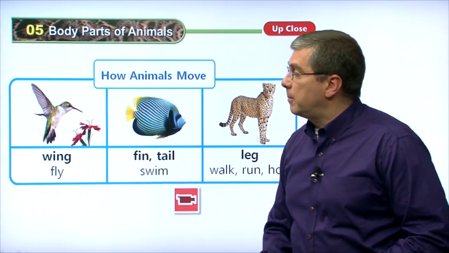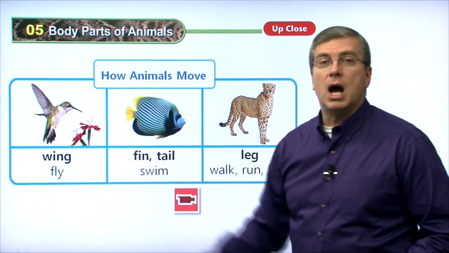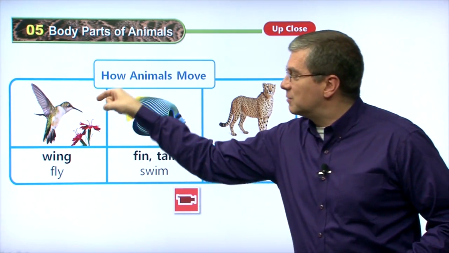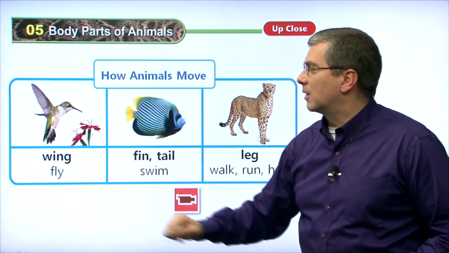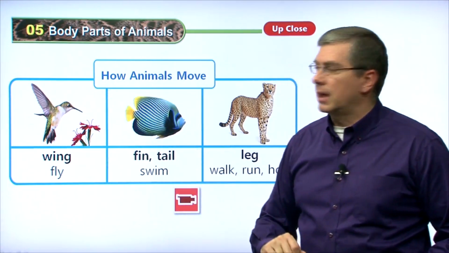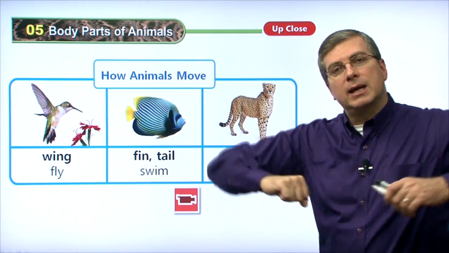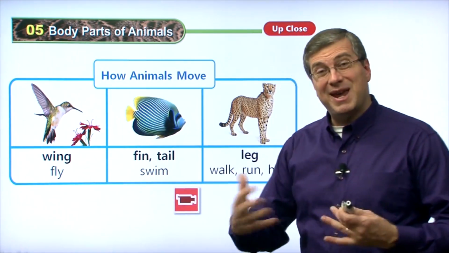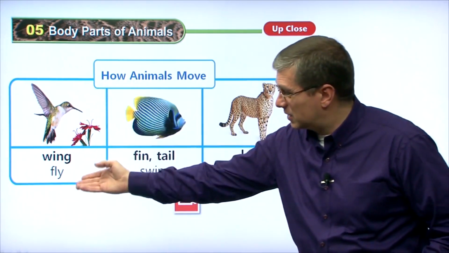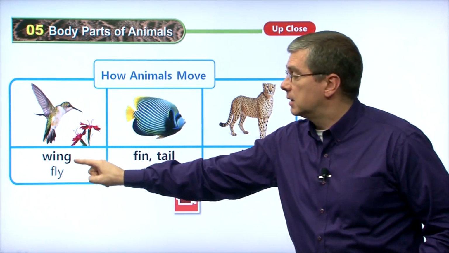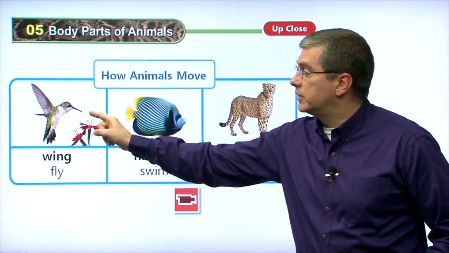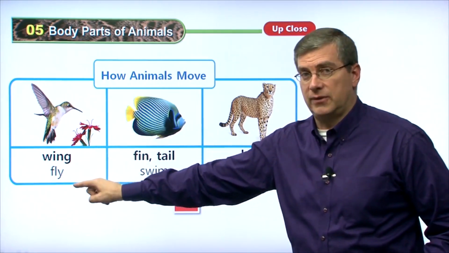First picture is of a bird, right? Looks like a hummingbird that will use its beak to get juice or nectar from the flower. But the word here is wing, right? So birds use their wings to fly. We can make a sentence using this chart. Birds use their wings to fly.